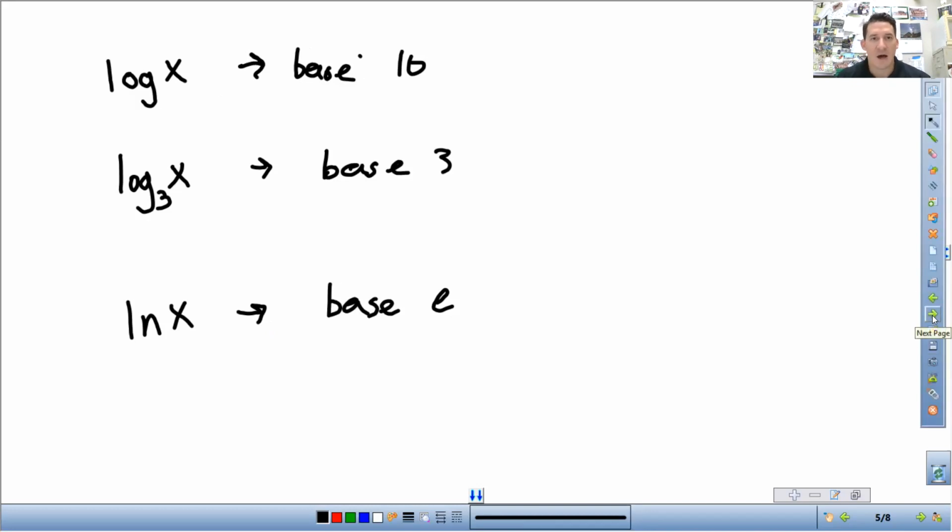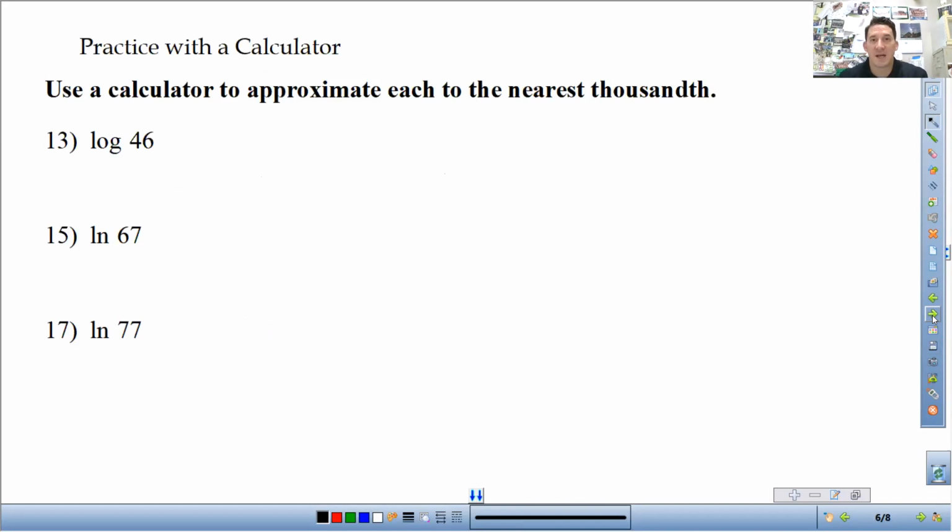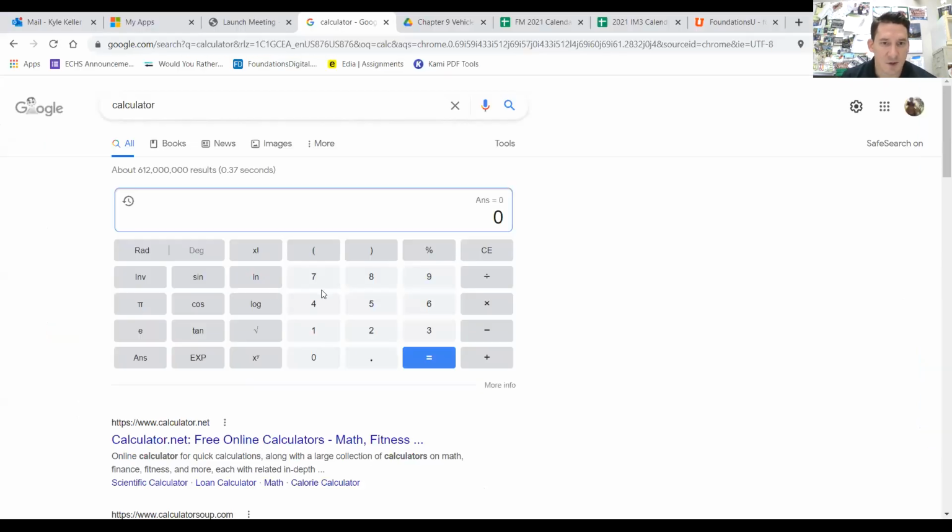Again, I'll talk to you more about what e is later on, but that's all we need to worry about for today. Moving on, just using a calculator to approximate these. So real simple, this is log base 10 of 46, this is log base e. Your calculator should have these buttons on there. So let me bring up a calculator. The first one is log of 46. I'm going to do the log button. 46 is equal to 1.66, something around that.